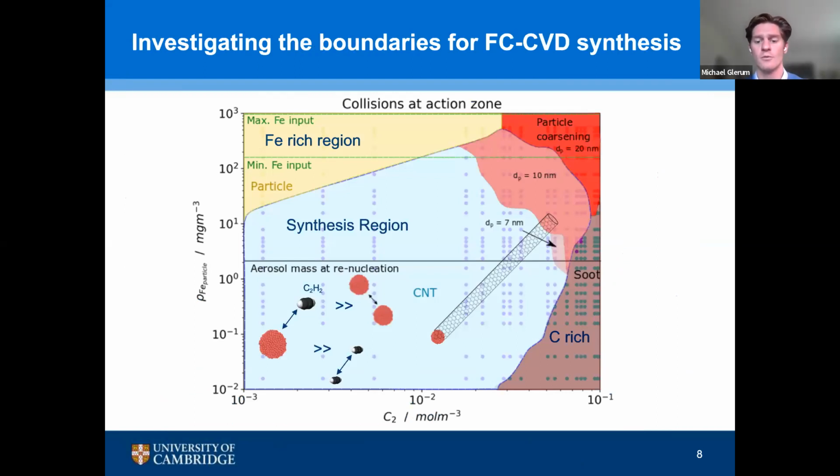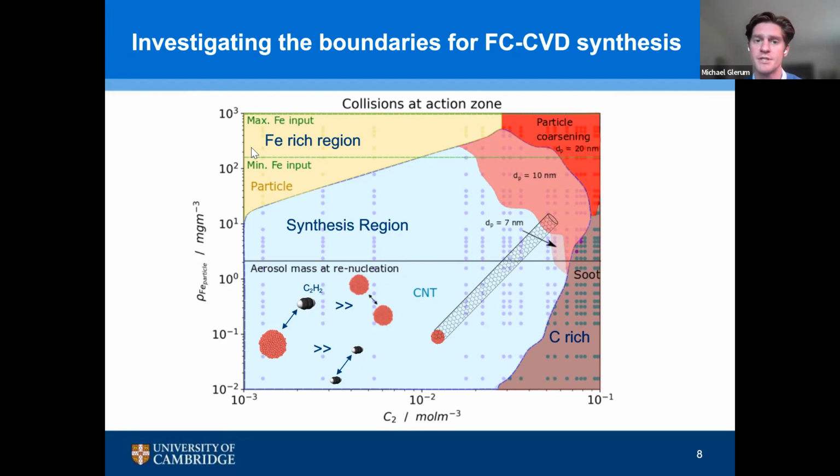If you were to take all those collisions that I've just described and map them out as a function of your catalyst mass versus your carbon input, and specifically focus on the region in which you are producing the most carbon nanotubes, you get a competition pathway that is set up. As a result, your synthesis region, where you're producing the most carbon nanotubes, and where from a physical perspective the collisions between your acetylene molecules and your particles are dominant, is bounded by 3 distinct regions.